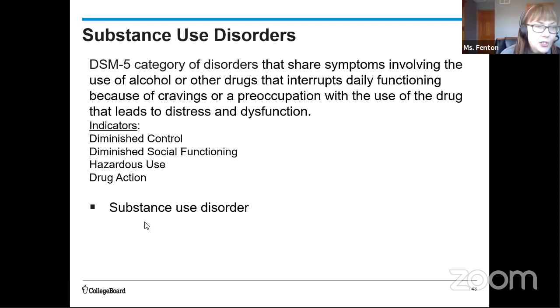So if somebody's use is resulting in diminished control, they might be using more for longer. They might have repeated failed attempts to reduce or control their use. Diminished social functioning means that the use has disrupted their ability to care about their regular life. So this is that dysfunctional piece. Maybe it's preventing them from work or school or being able to manage home life or social relationships. Hazardous use would be continuing to use despite maybe medical problems, or this would be driving under the influence. And the last category, drug action, is the biological piece. So they may have developed tolerance, needing more and more of a drug to get the same effect, or withdrawal, like the physical and psychological pain that occurs after use.